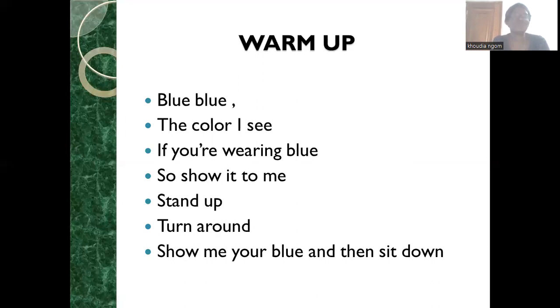Blue, blue, the color I see. If you're wearing blue, so show it to me. Stand up, turn around, show me your blue, and then sit down.